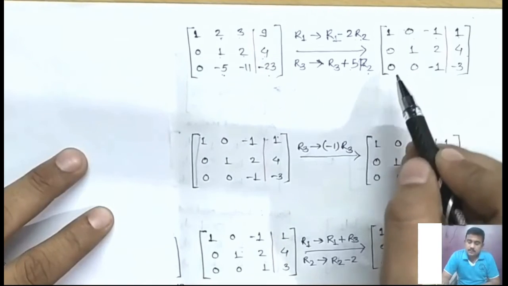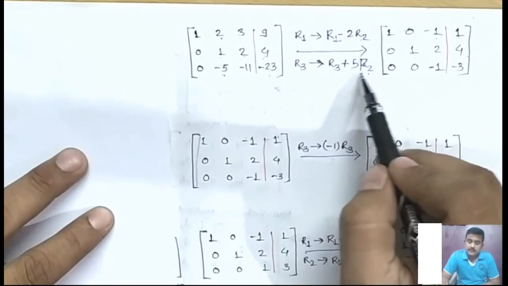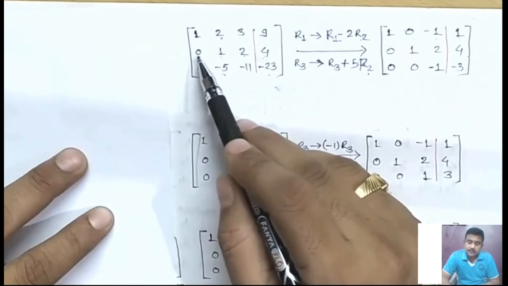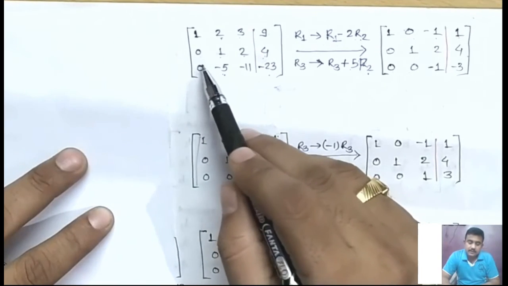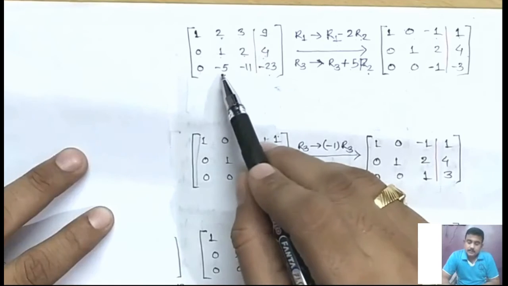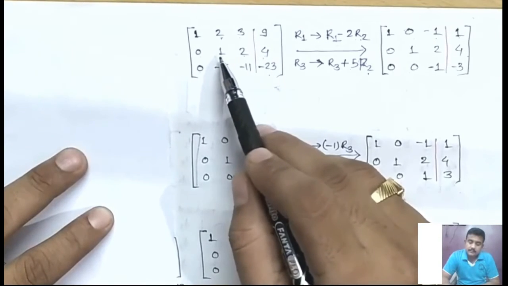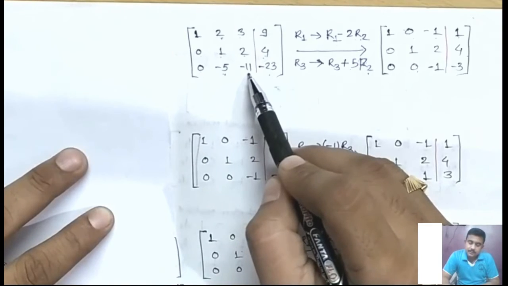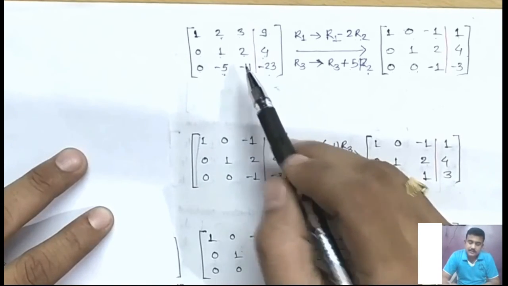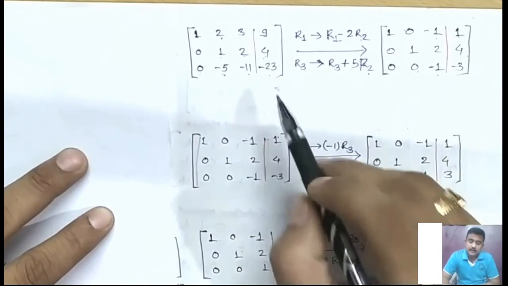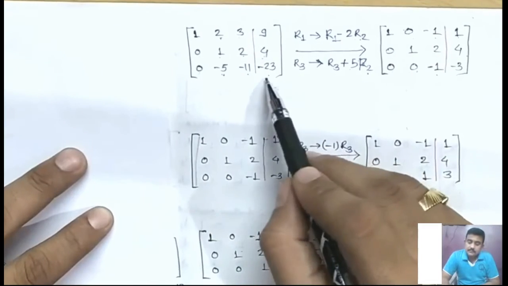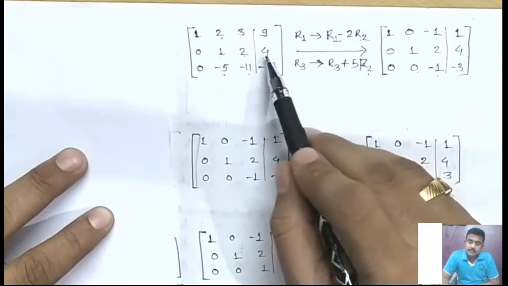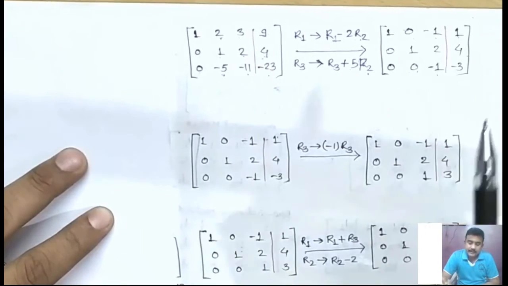Now row 3 will change like this. Row 3 plus 5 into row 2. So 0 plus 5 into 0, 0, minus 5 plus 5 into 1, 0, minus 11 plus 5 into 2, that is 10, minus 11 plus 10, minus 1, and next minus 23 plus 5 into 4, that is 20, that's why minus 3.